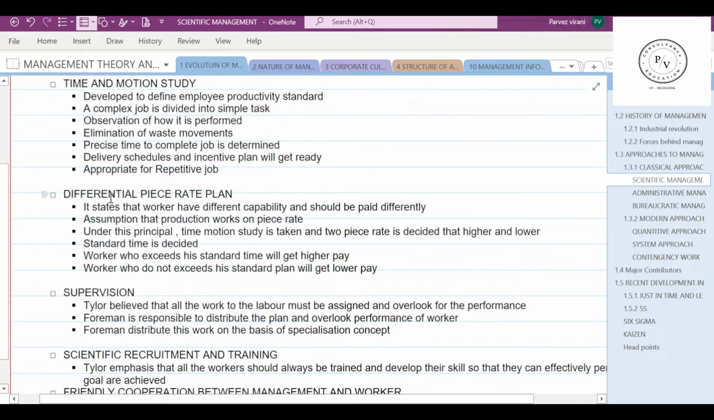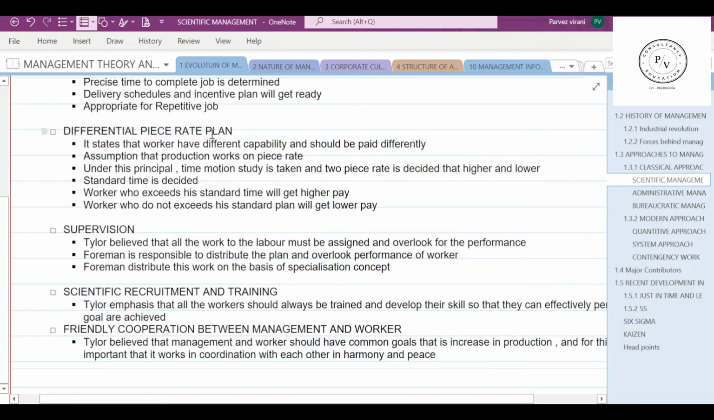Second is the differential price rate plan. It states that workers have different capabilities and should be paid differently. The assumption is that production works on a piece rate. Under this principle, the time and motion study decides two piece rates, a higher and a lower rate. Standard time is decided. Workers who beat the standard time will get higher pay. Workers who do not meet the standard will get lower pay. So that was the differential price rate plan.